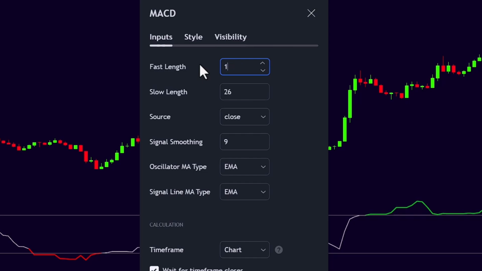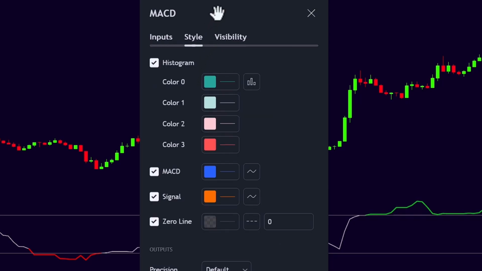With the MACD loaded, open the settings and head to the inputs tab. We're going to set the fast length to 100 and the slow length to 200. These adjustments let us capture both short-term and long-term trends, giving us a broader view of market movement. Be sure to enable the wait for time frame close option as well, ensuring that we only act on confirmed signals. Now go over to the Style tab and tweak the MACD histogram settings.